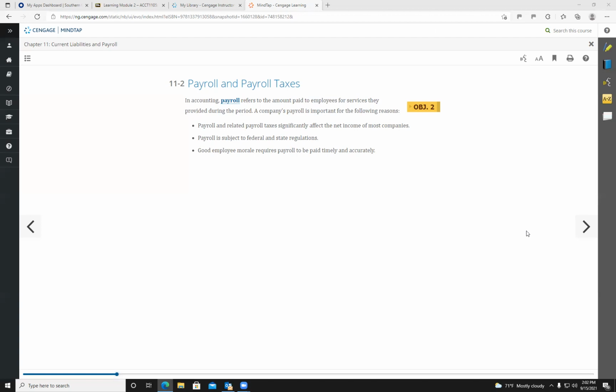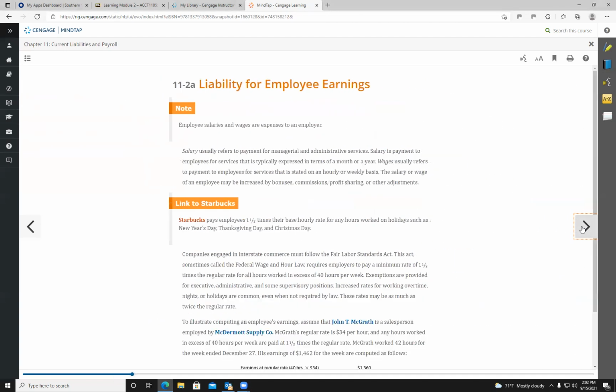And so let's jump right on in and start talking about the liability for the employee earnings. Employee salaries and wages are expenses to an employer. Salary and wages are two terms that sometimes get used interchangeably, but in the accounting world, they have different meanings. Salary usually refers to the payment for your managerial and administrative staff, usually staff that don't get paid by the hour. They get paid pretty much a flat rate regardless of how many hours they work.